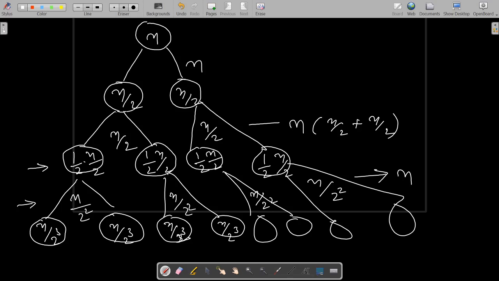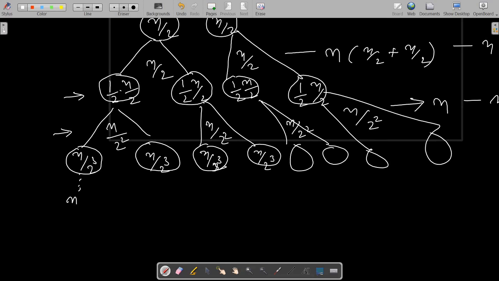Now we have seen that at each level the total number of operations is n. If we generalize it, at the kth level the input size would be n/2^k. Here we can see that this division would stop when the value of n/2^k is equal to 1, and from here we can get the value of k equal to log n.